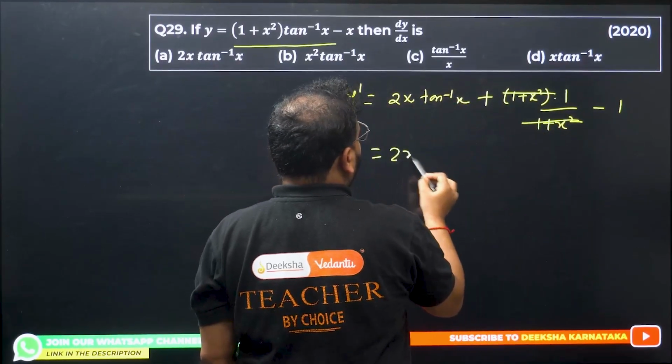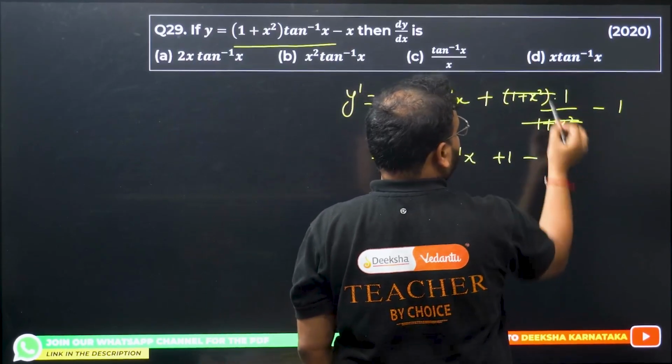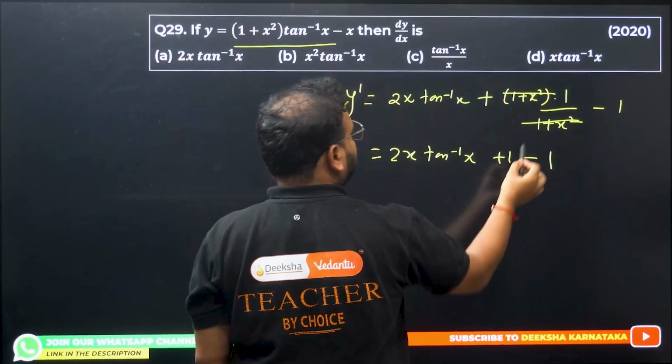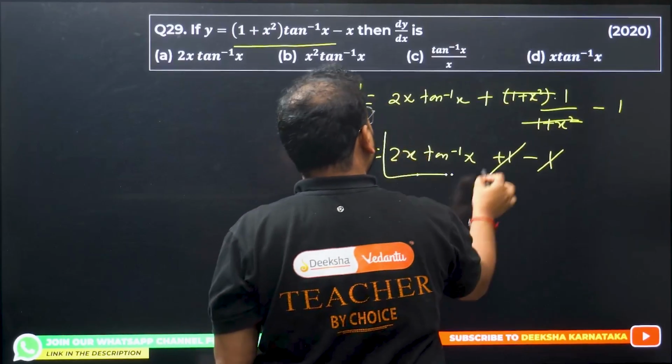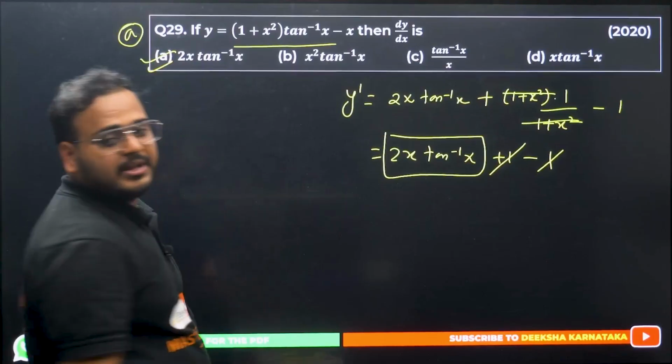So I have here 2x tan inverse of x plus 1 minus 1. This is becoming plus 1, this is becoming minus 1, cancelled. My answer is 2x tan inverse of x. Option A is correct.